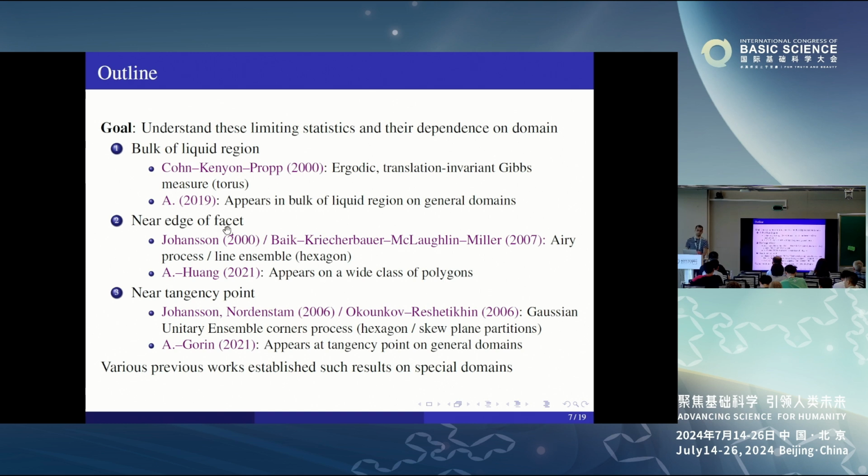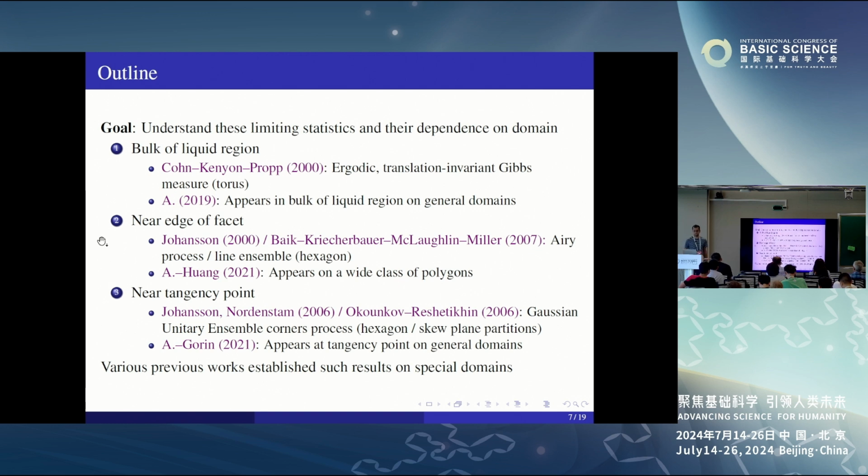Then you can look near the edge of the facet. The special domain chosen there was the hexagon, the one from the previous slide, and it was shown that you get something called the Airy line ensemble, in the independent works of Johansson and of Borodin-Gorin-Guionnet, McLaughlin, and Miller. And in recent work with Jiayang Huang, we show that this appears on a wide and likely generic class of polygons. Almost any polygon will have the same kind of property.